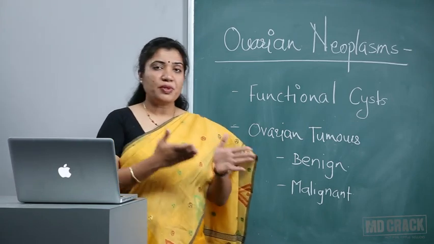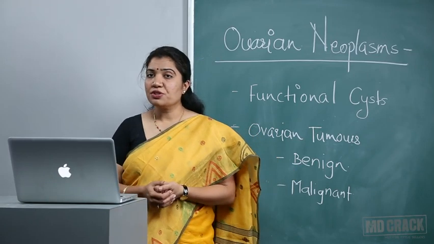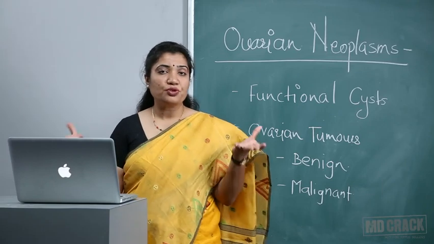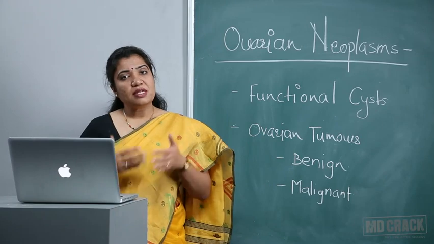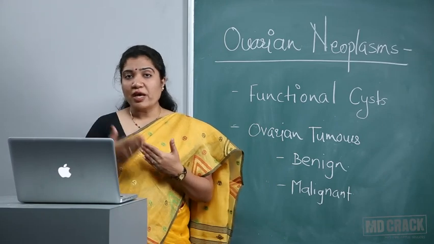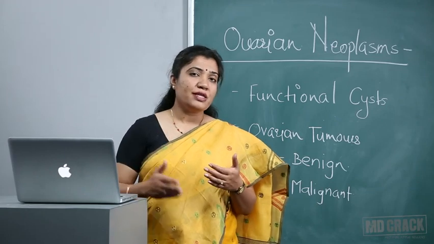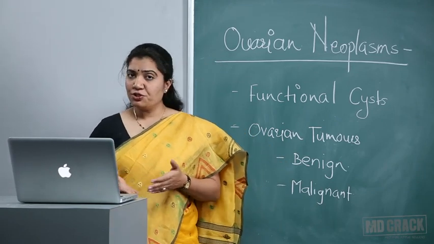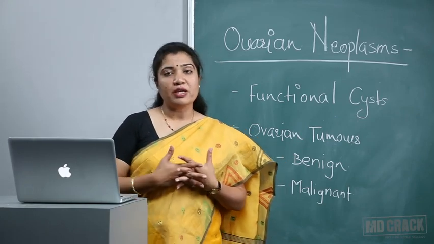Theca lutein cysts, which are present in vesicular mole, are because of that excessive HCG secretion. There is excessive LH action, and thus there is formation of big theca lutein cysts, mostly bilateral. So as there would be evacuation of the vesicular mole, the HCG content would go down and naturally the cyst will disappear. OHSS is a condition where, when it is treated conservatively, those cysts will also vanish.